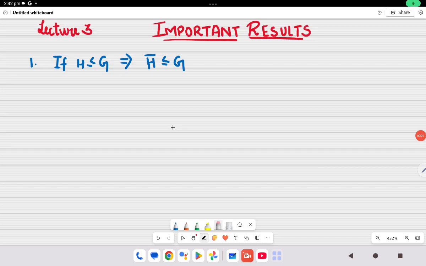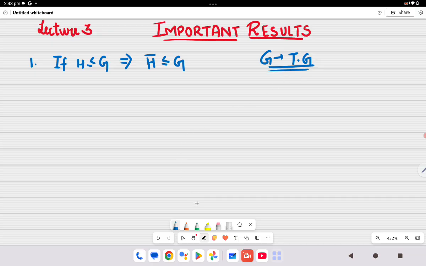Hello everyone. So this is going to be lecture third of the harmonic analysis, and today we will be discussing some important results. The very first result that we have is this, that if H is a subgroup of G, then H closure is also a subgroup of G. अब ध्यान रखिएगा, whenever I am talking about G, I am considering G to be a topological group.